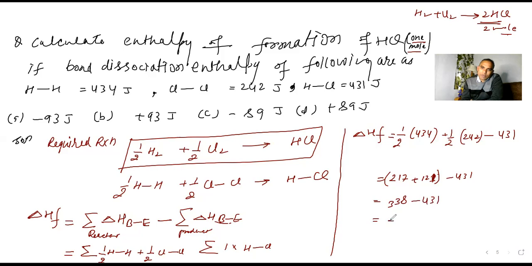So obviously it is going to come negative because the negative term is larger. So 431 minus 338. So how much is coming? 11 minus 8 means 3, 12 minus 9 is 3, so minus 93 joule. Yes, sir.